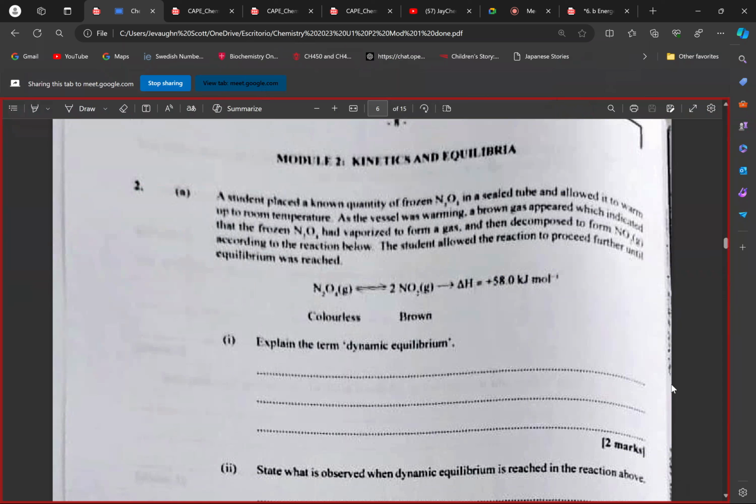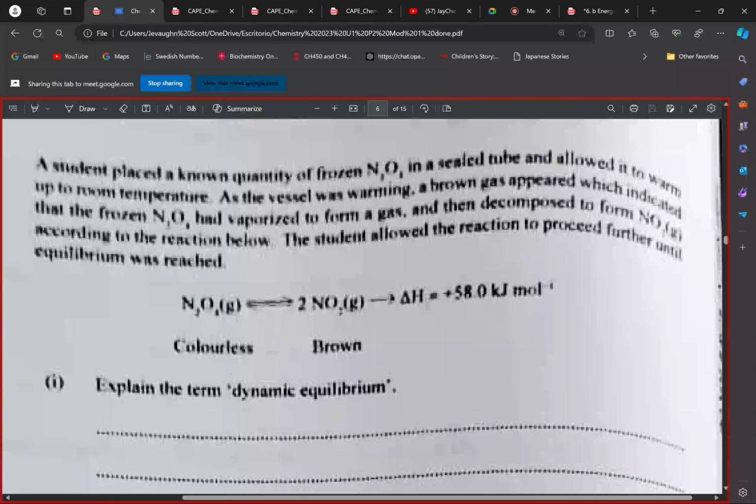Let's go. So, Module 3, Kinetics and Equilibria, 2023 CAPE Unit 1. A student placed a known quantity of frozen N2O4 in a sealed tube and allowed it to warm up to room temperature. As the vessel was warming, a brown gas appeared, which indicated that the frozen N2O4 had vaporized to form a gas and then decomposed to form NO2 gas, according to the reaction below. The student allowed the reaction to proceed further until equilibrium was reached.